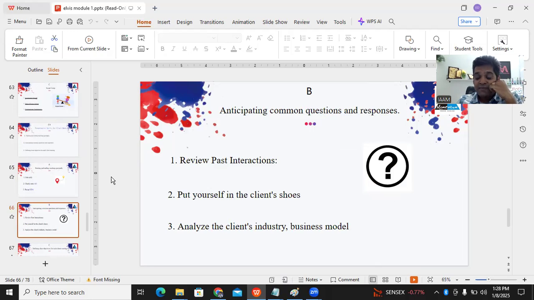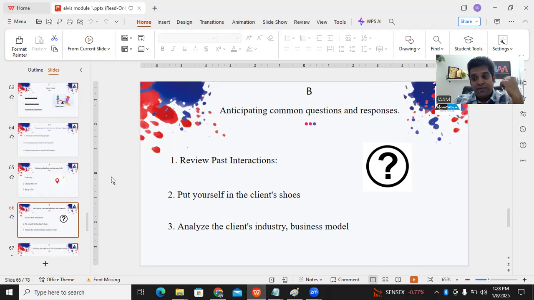B, anticipating common questions and responses. So review the past interactions. Whenever they go into a meeting, they have to review the past, whatever has been discussed. Put yourself in the client's shoes. While in the meeting, they should put themselves in the client's shoes. They should have empathy, analyze the client's industry and business model.